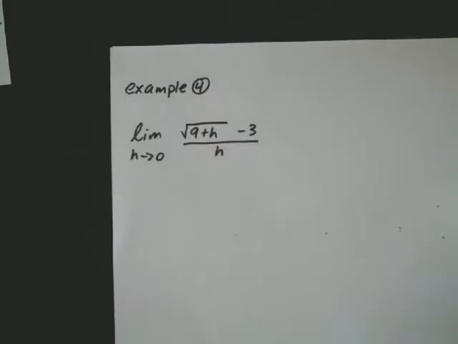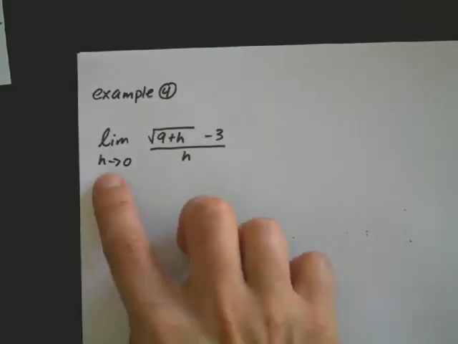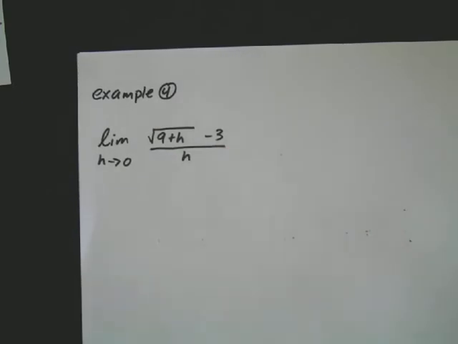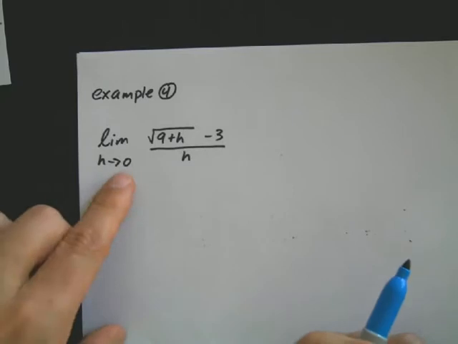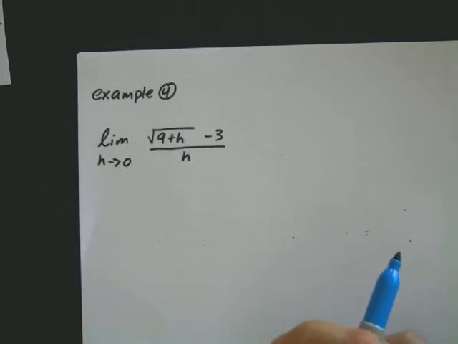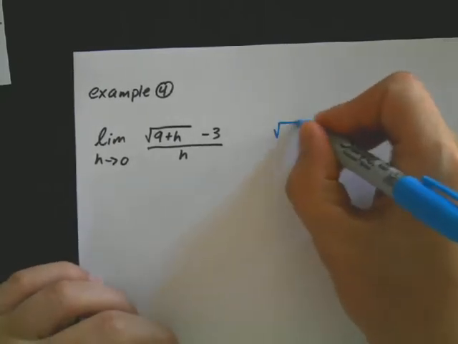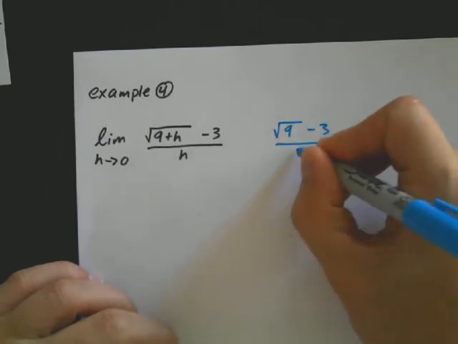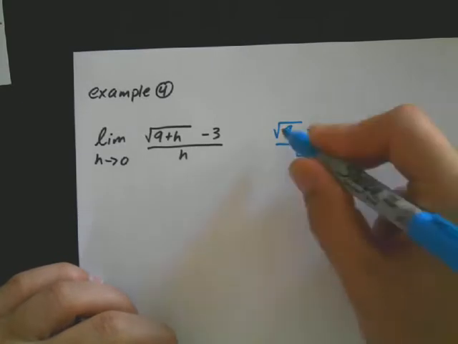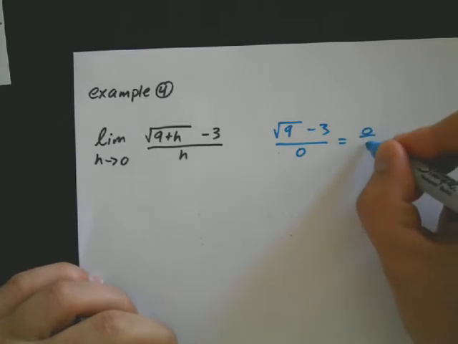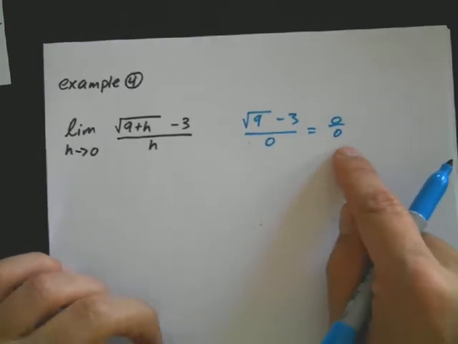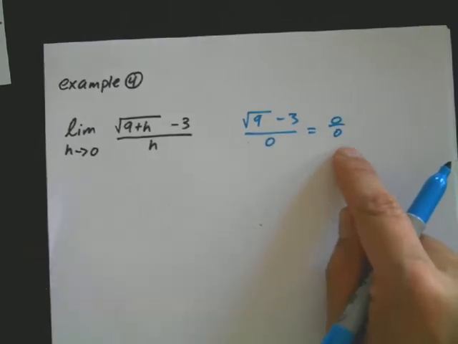All right, next example. Limit as h is approaching 0 of this quantity. Again, first thing is you substitute 0, the value that h is approaching, so it's going to give me the square root of 9 minus 3 over 0, which quickly simplifies to be 0 over 0. Again, indeterminate form means in its current state I can't find the limit, so I have to simplify it somehow.